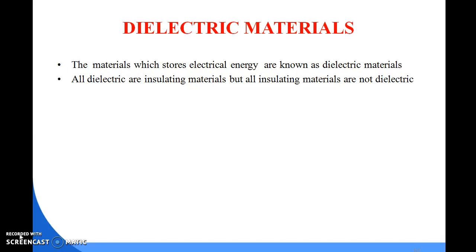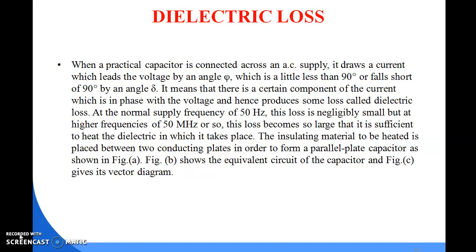So dielectric material, what is this? Actually the dielectric material, the material which stores the electrical energy, is known as a dielectric material. All dielectrics are insulators, but all insulating materials are not dielectrics. Okay, so dielectric loss, what is this dielectric loss? It is when a practical capacitor is connected across the AC supply. It draws a current which leads the voltage by an angle phi, which is a little less than 90 degrees, or falls short of 90 degrees by an angle delta.